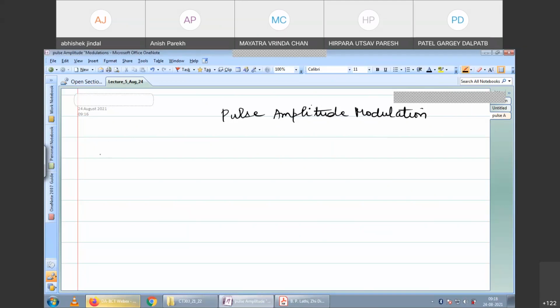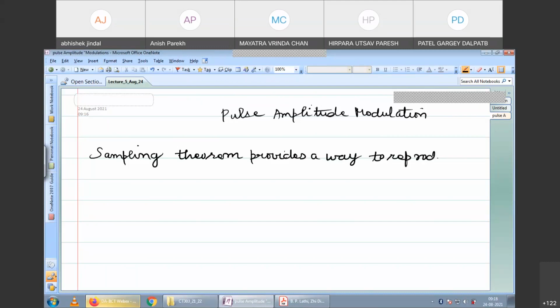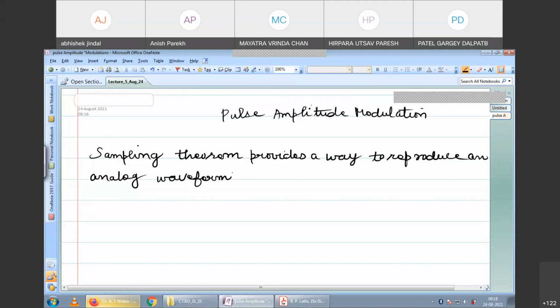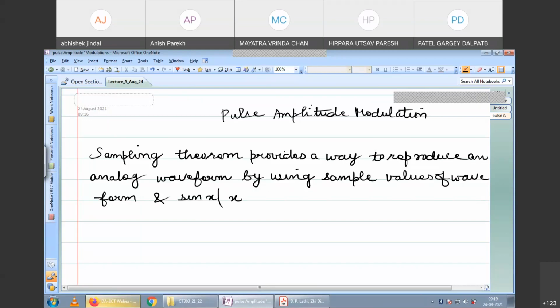So let us start this. Sampling theorem provides a way to reproduce an analog waveform by using sample values of the waveform and sin x by x orthogonal functions as interpolating functions.